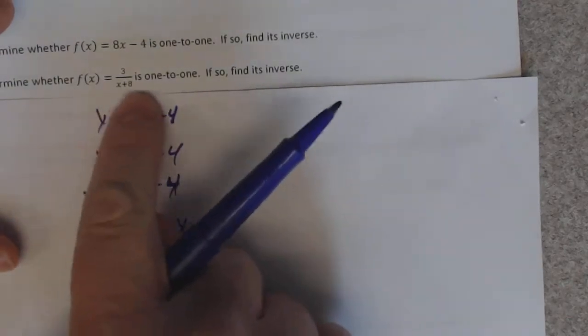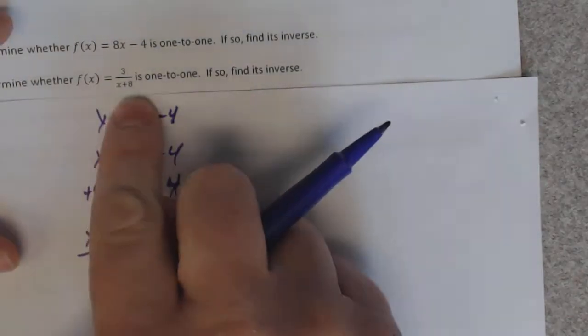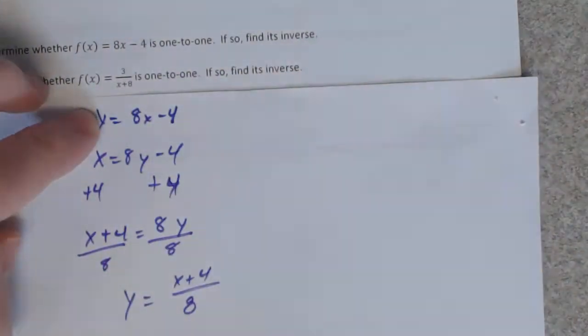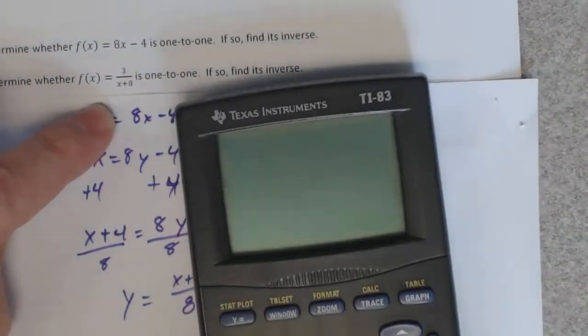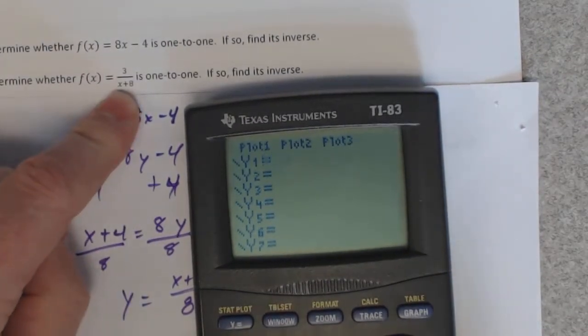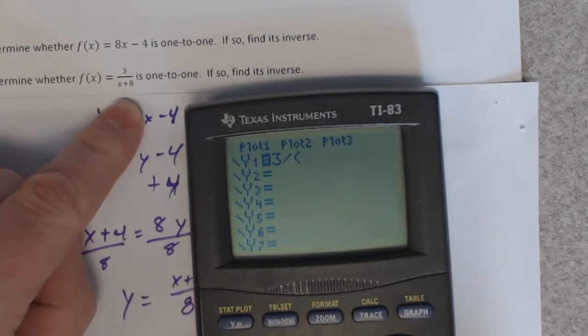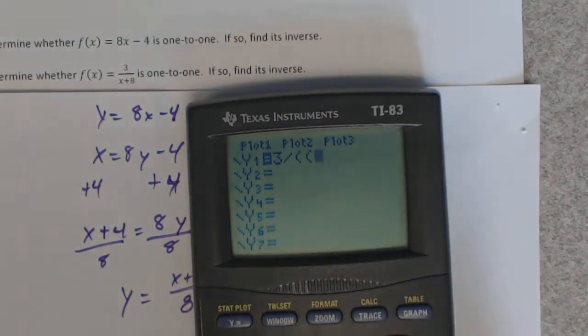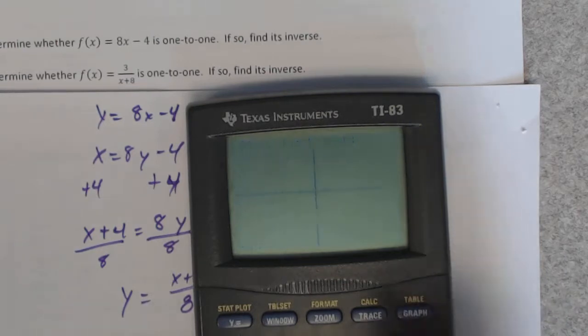And you can always put this in the graphing calculator and look at it and see if it's one-to-one. Let's do that. Let's look at this one and see what it looks like. Clear this all off. We'll put a 3 in. Let's divide that by x plus 8. And then we graph it.